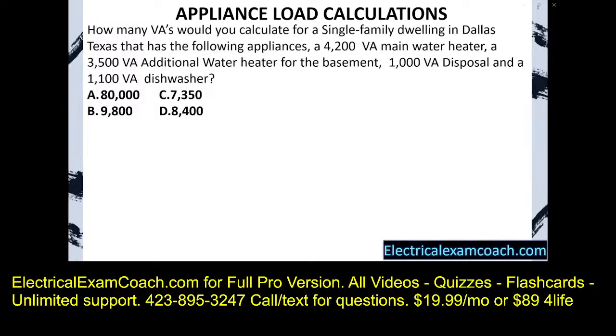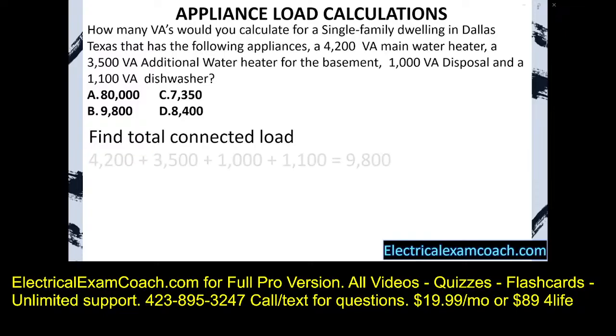How many VAs would you calculate for a single-family dwelling in Dallas, Texas that has the following appliances? A 4,200 VA main water heater, a 3,500 VA additional water heater for the basement, a 1,000 VA disposal, and an 1,100 VA dishwasher. First, we're going to find our total connected load. We total it up, and it equals 9,800.